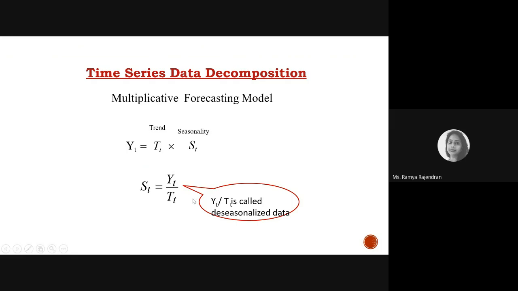We'll be discussing more about how you can forecast data with seasonal variation in our future concepts. I'm just explaining this now to give an introduction to the multiplicative forecasting model.